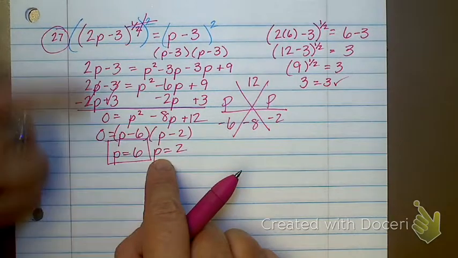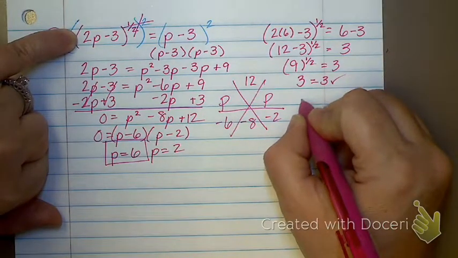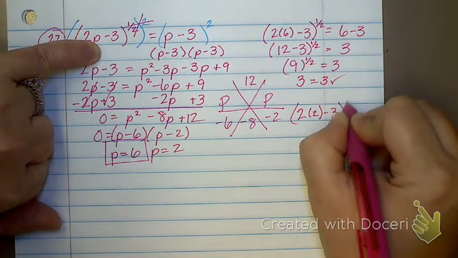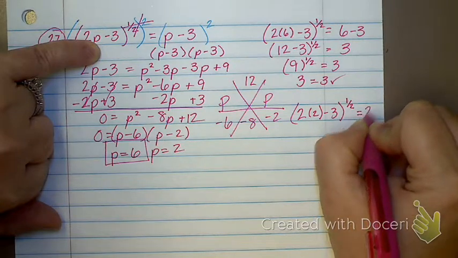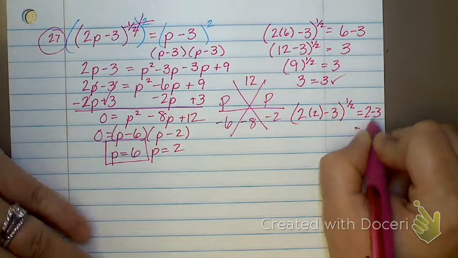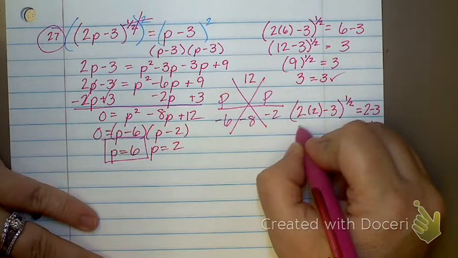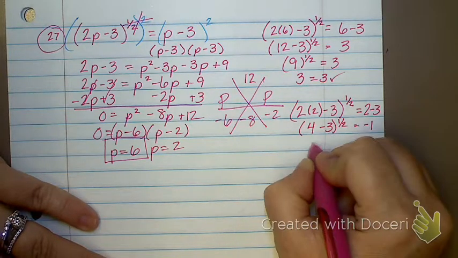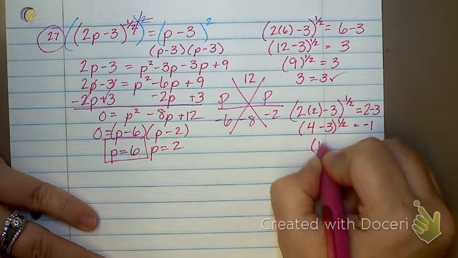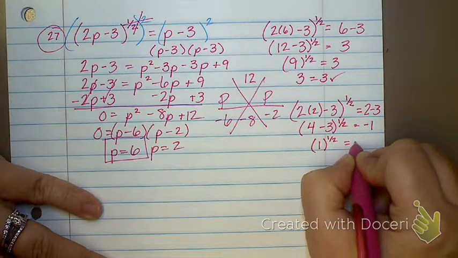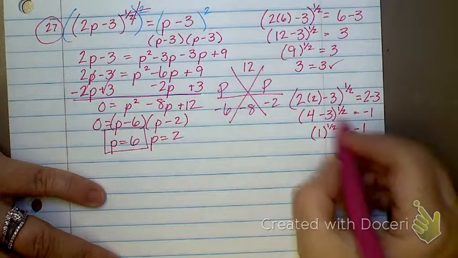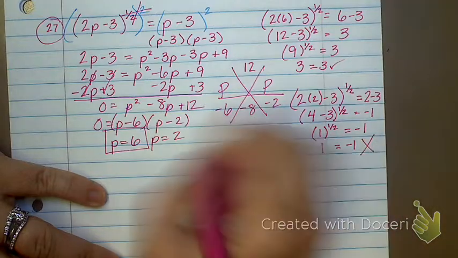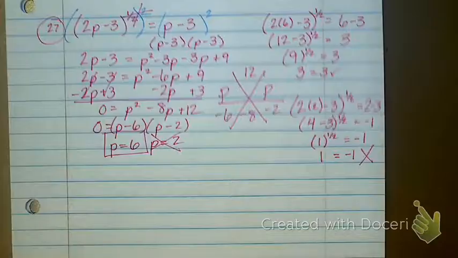Now let's try p equals 2. Does 2 times 2 minus 3 to the 1/2 power equal 2 minus 3? What is 2 minus 3? It's negative 1. In here I have 2 times 2, which is 4, minus 3. 4 minus 3 is 1 to the 1/2. Well, what's 1 to the 1/2? That's the square root of 1, which is positive 1. If you check it on your calculator, it's positive 1. Does 1 equal negative 1? No, so that answer has to be thrown out.